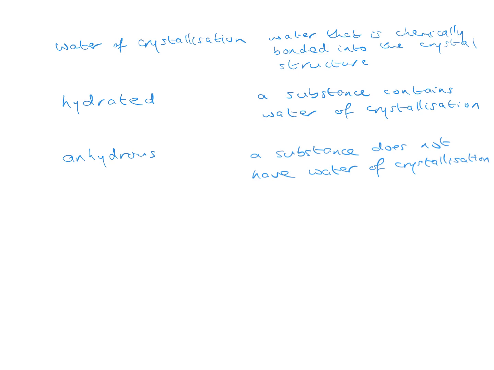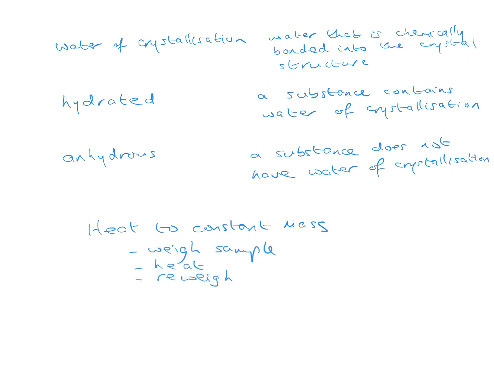Now, the water of crystallization can be determined by heating the hydrated salt to constant mass. Basically this means that the sample is weighed, then heated and reweighed until the mass stays the same. When the mass stays the same, then it's known that the water of crystallization has all been lost. Now I am going to come back and look at how this is determined experimentally. But before I do that, let's look at how to work out the percentage of water of crystallization.